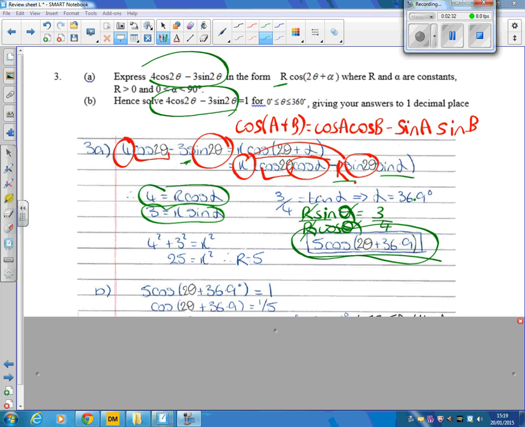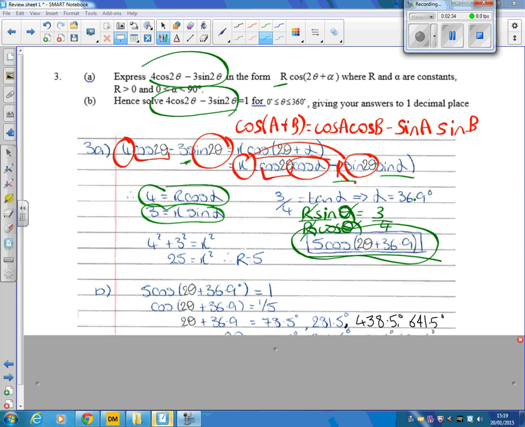We want to solve that, divide by 5. We want to do cos minus 1. So cos minus 1 of a fifth is 78.5. I also want to find the other values in the range. So for cos, the rule is you have your answer, which was 78.5. Do 360 minus your answer, which gives you 281.5, and then once you have the original pair, you can keep adding 360s on. So it's 438.5 and 641.5.